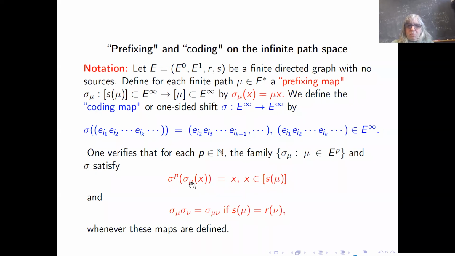Sigma p, sigma mu is equal to x for every mu in E, the paths of length p, and for every x in the cylinder set. And then you have, whenever the source of mu is equal to the range of nu, that you can concatenate these prefixing maps and get what you expect. So these are measurable maps. These are only partially defined, of course, but the sigma, the one-sided shift, is defined everywhere on the entire infinite path space. And we use these maps to define our representation of the graph algebra, graph C-star algebra.